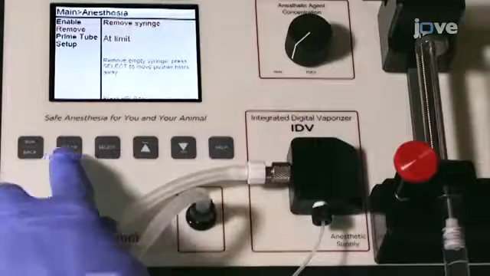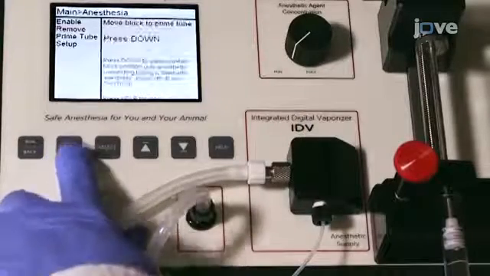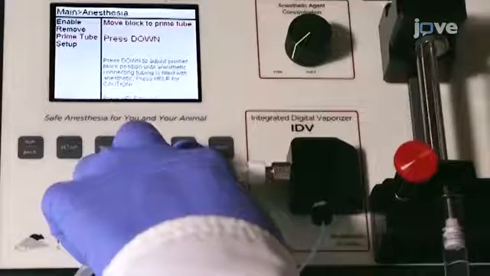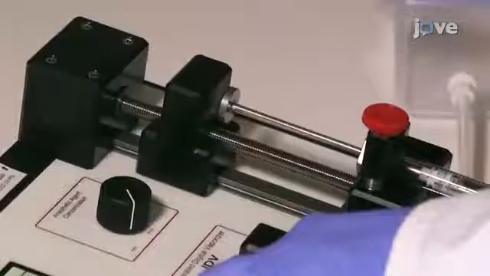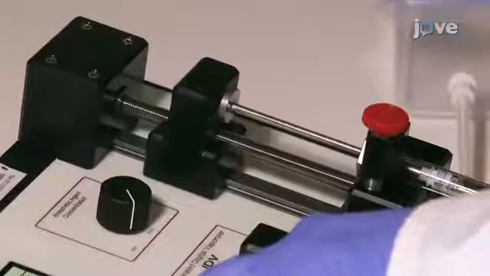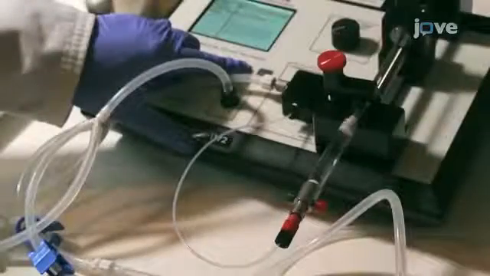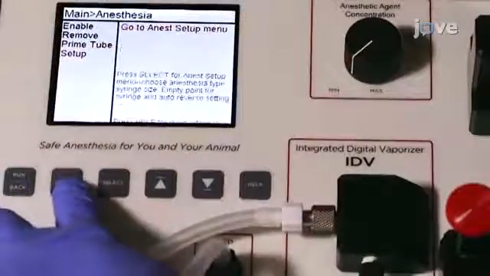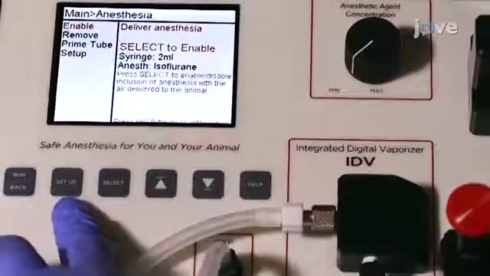Next, prime the anesthetic delivery tubing by pressing the directional buttons. The system will depress the syringe until the anesthetic travels into the vaporizer block. It is important not to overprime the syringe. Once all settings are made, enable anesthesia delivery.